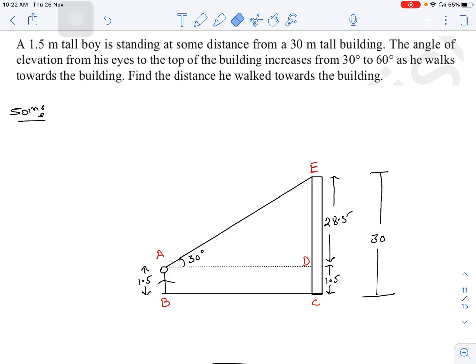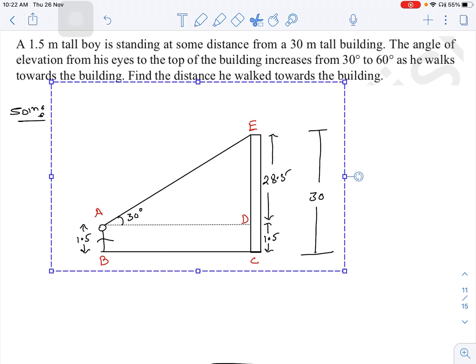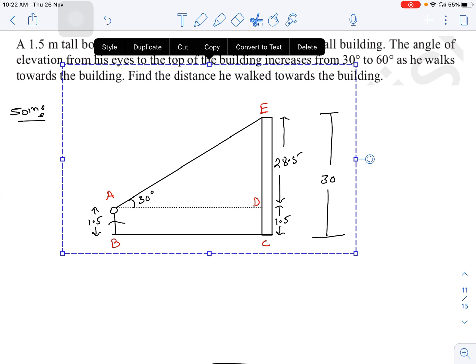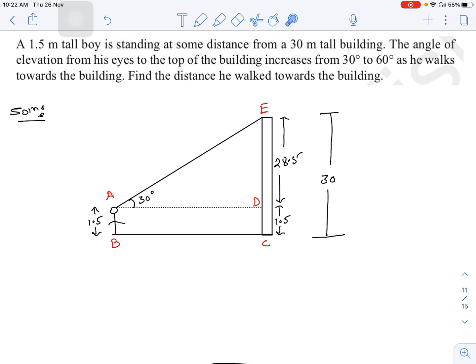Okay, so here we have a figure for that. What is the condition? The height of the boy is 1.5. So let us consider that this AB represents the height of the boy, which is 1.5 meter tall. He is standing at some distance from a 30-meter tall building. So here this EC is a 30-meter tall building. Okay, and the boy is standing at some distance from this building.